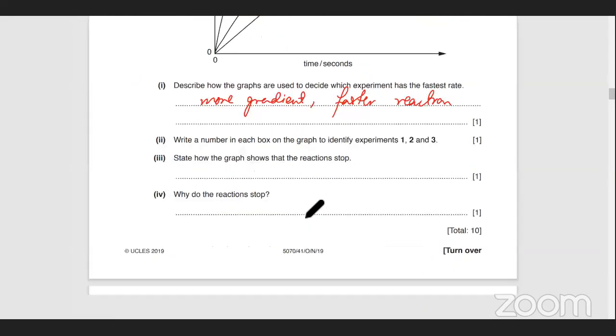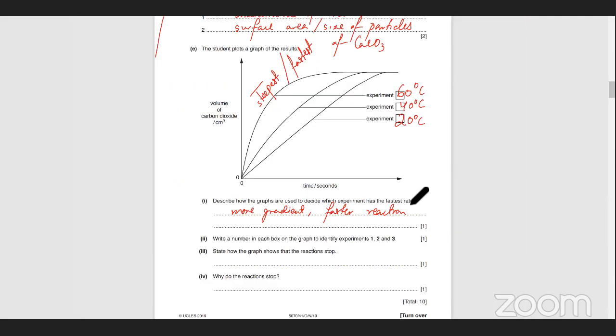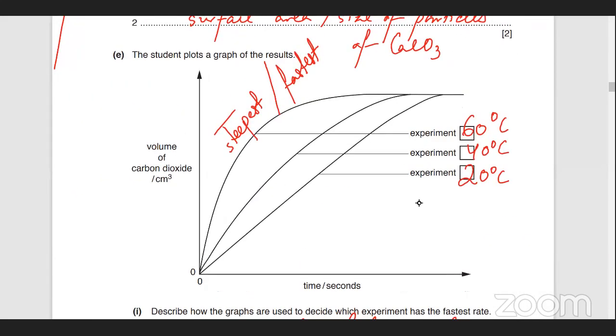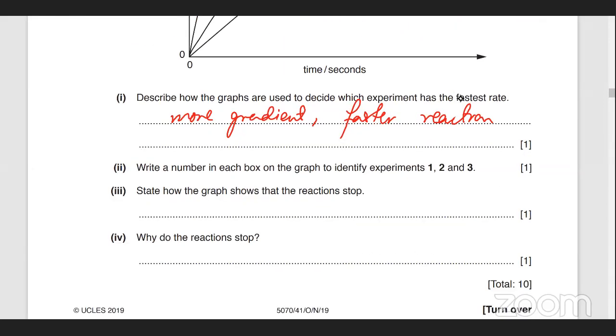Next part is state how the graph shows that the reaction stops. Because the reaction stops, why? Because the line becomes flat. As you can see over here, if the line becomes flat, that means vertical axis पे movement नहीं हो रही, which means the volume of carbon dioxide has stopped forming. No more volume of carbon dioxide. So the line becomes completely flat, or the gradient becomes zero eventually. So state how the graph shows that the reaction stops. Gradient becomes equal to zero.